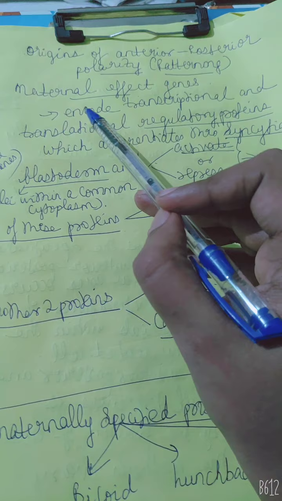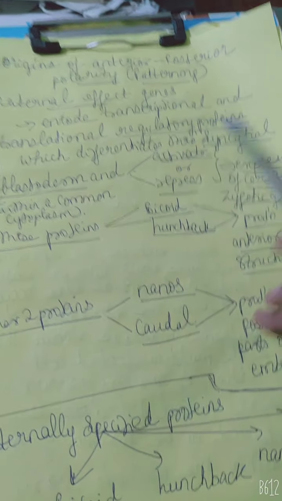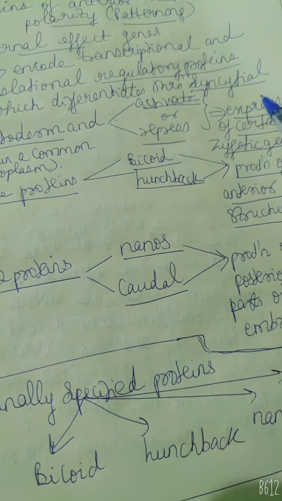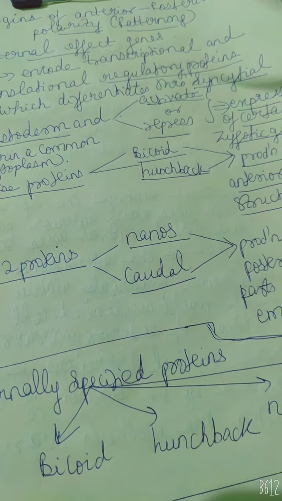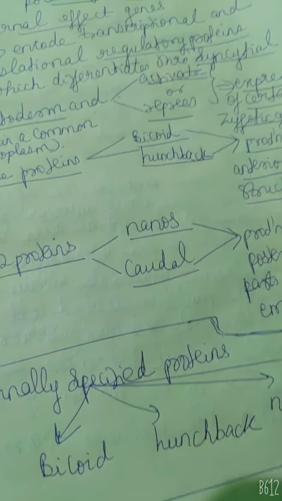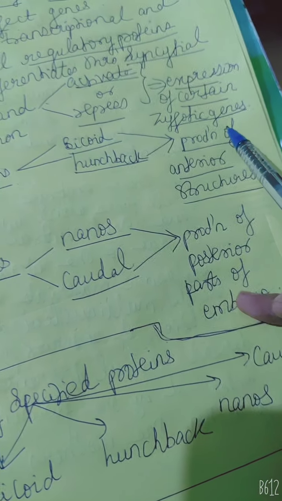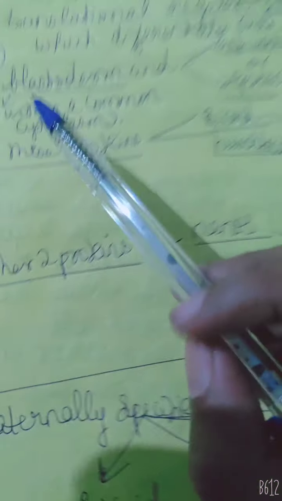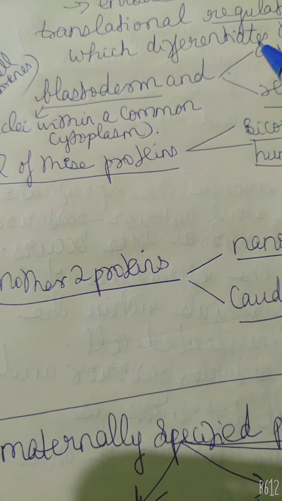Maternal effect genes are there. These genes will encode transcriptional and translational regulatory proteins which then differentiate the syncytial blastoderm. That means maternal effect genes will produce certain regulatory proteins which will either activate or repress the expression of certain zygotic genes. A syncytial blastoderm means nuclei within a common cytoplasm, and the nuclei are not surrounded by cell membranes. That's the meaning of syncytial blastoderm.